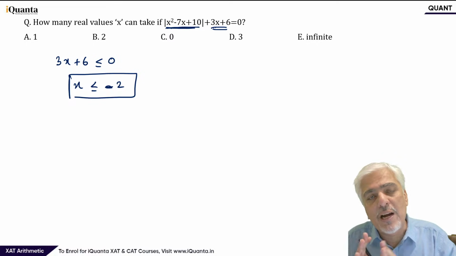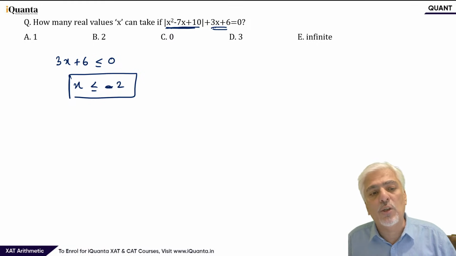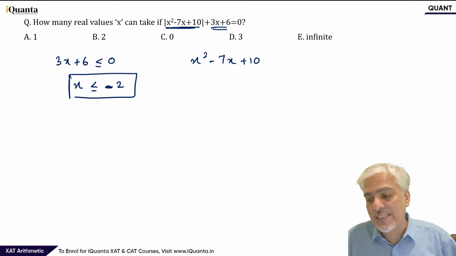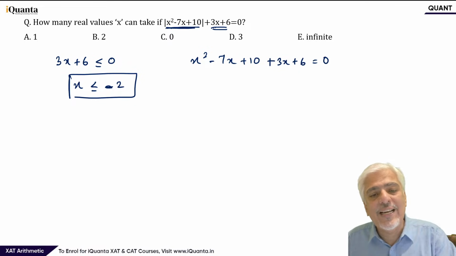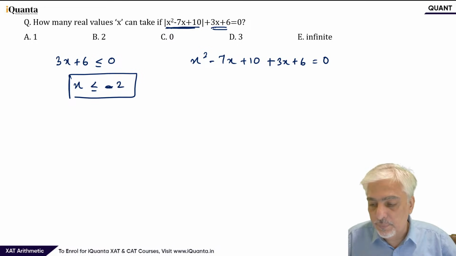That's the first thing I know. So in my mind for the question, x will have to be less than or equal to minus 2. Now I will open up everything else normally like a mod. Once I'll open up the mod positive, and the second time I'll open up the mod negative. So if I open up the mod positive, what will I get? I'll get x square minus 7x plus 10 plus 3x plus 6 is equal to 0, right? So now what will I get? I'll get x square minus 4x plus 16 is equal to 0.